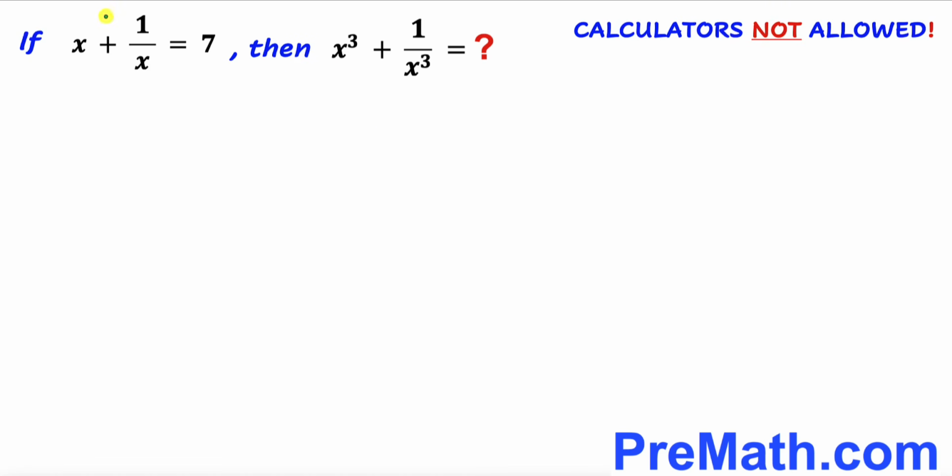In this video, we have got this conditional statement. In other words, if x plus 1 divided by x equals 7, then we are going to calculate the value of x power 3 plus 1 divided by x power 3. And please bear in mind, we are not supposed to be using calculators of any kind.